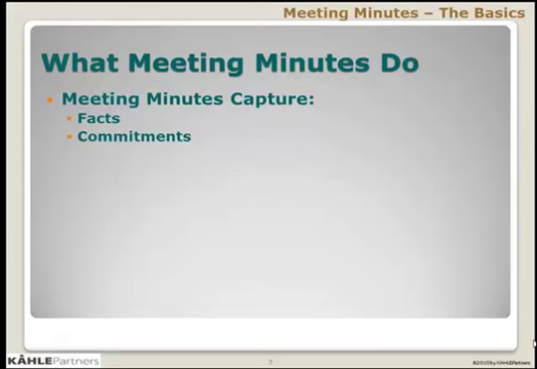And third, meeting minutes capture positions, and here I'm referring to capturing the general view of attendees on a consequential issue.